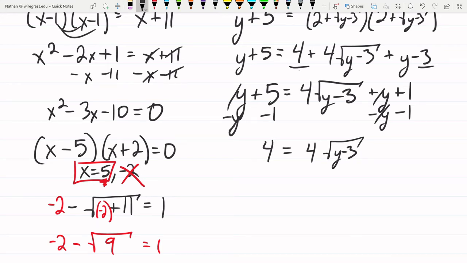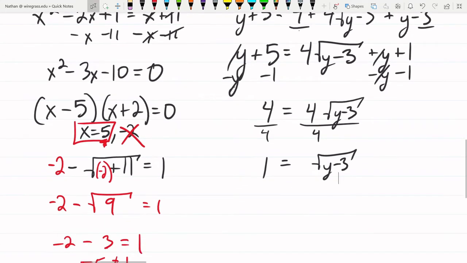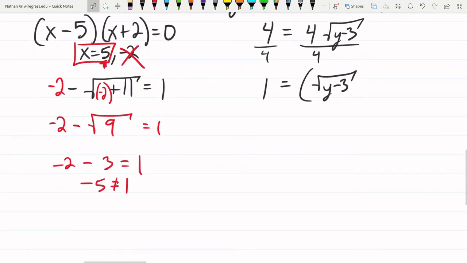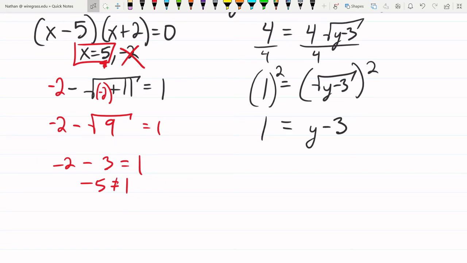This one was really nice because now I can divide by 4, and that's a nice number to work with. 1 equals the square root of y minus 3. Now I can square it. I just get 1 equals y minus 3, so therefore y equals 4. I still need to check this because this answer could have been created from the process that we've been doing, and it could be wrong.